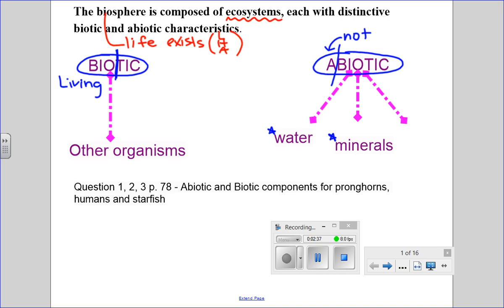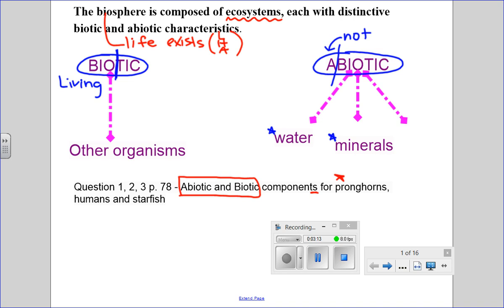And so what I'd like us to do is take a minute and think about 3 sample organisms so that we can generate some suggestions for the biotic and the abiotic category. So I'm actually referring to a question that comes from your textbook. You don't necessarily have to get your textbook out for this because I've written it down. But what I'm asking is, could we think of some biotic and abiotic components for 3 different organisms? The 3 organisms are pronghorns.